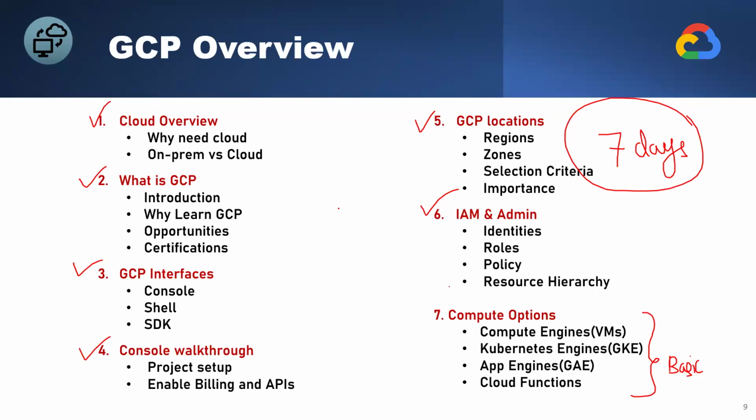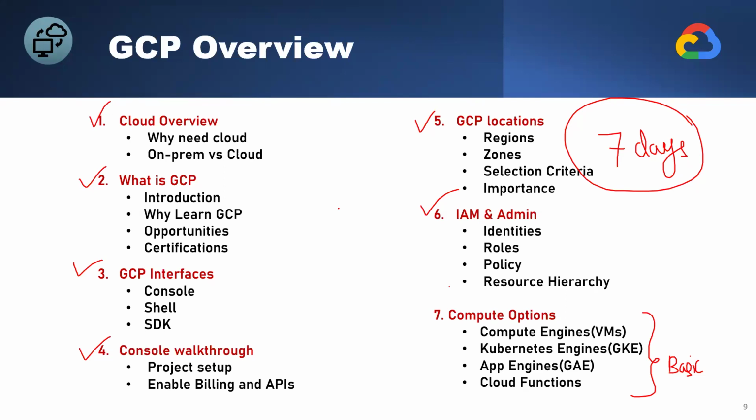Okay, in our next 7-day session, I am going to talk about the GCP basics, overview of the GCP. What is cloud overview? What is Google Cloud Platform? What are the GCP interface methods? What is console walkthrough? How do we set up a project? How to enable the billing? How to create a free tier account in the GCP? I will tell you all of these things. GCP locations, IAM and admin, compute options. So for next 7 to 8 days, we are going to focus on the GCP basics.